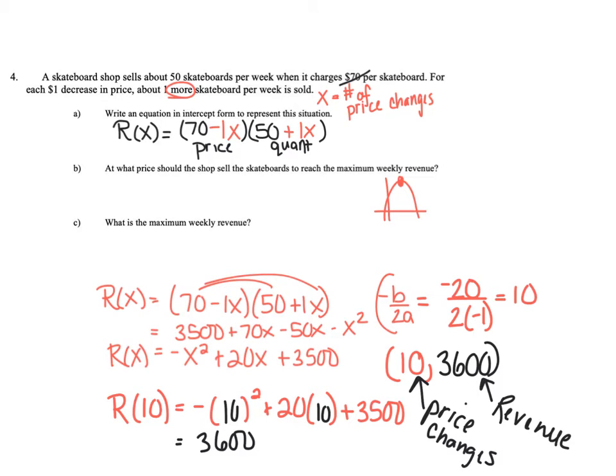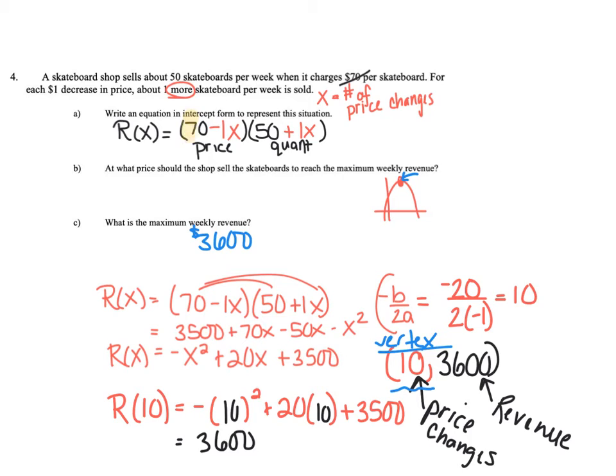So that's my vertex, but we are asked to answer two questions now that we have our vertex. They're pretty simple. Part C is the easiest. We got the maximum revenue. We just said that's our y. It's the highest it reaches right there. At what price should they sell these skateboards though? They don't sell them for $10. That means they need to change their price 10 times.